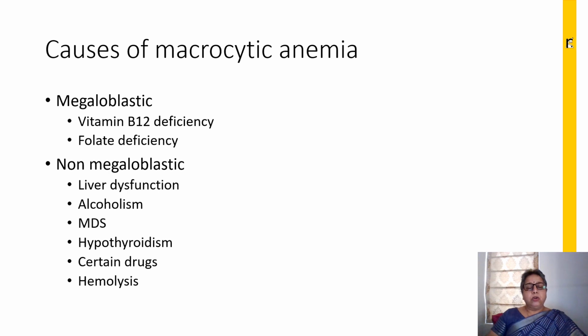As you all know, the causes of macrocytic anemia are many, which could be differentiated as megaloblastic and non-megaloblastic. Megaloblastic, of course, is due to vitamin B12 or folate deficiency, and non-megaloblastic causes of macrocytosis is due to a whole array of conditions which start from liver dysfunction to alcoholism, MDS, hypothyroidism, certain drugs, and hemolysis.